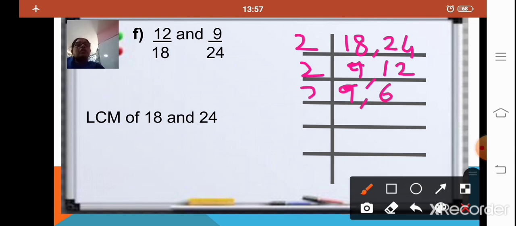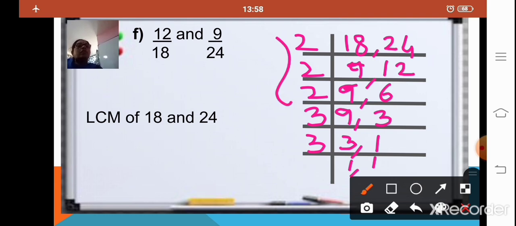Yes. 2 9 will remain as it is. It is not divisible. 2 3s are 6. Now 9 and 3 is divisible by 3. 3 3s are 9. 3 1s are 3. Now you got the prime factors: 2 into 2 into 2 into 3 into 3.